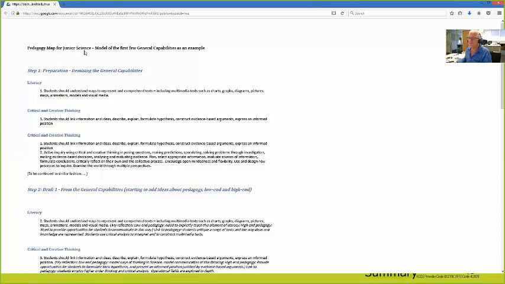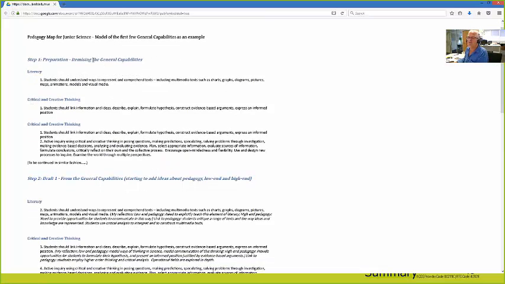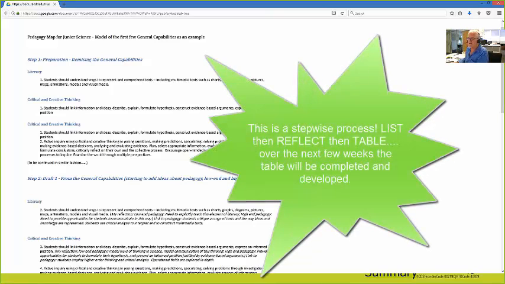So she's using junior science. What she's got here is literacy, basically a statement from the documents: students should understand ways to represent and comprehend text, including multimedia text, charts, graphs, etc. She's selecting items from the general capabilities and listing them. Your preparation, first of all, is to make a list and itemize the general capabilities. That's step 1. Step 2 is from the capabilities, start to add ideas about pedagogy, low end and high end.